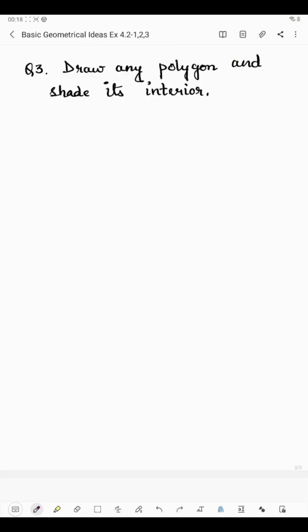Now, question number 3 says, draw any polygon and shade its interior. Polygon means a two-dimensional figure formed using line segments. So, this is a polygon. This is a three-sided polygon. Now, shade its interior means shade the inner part of something. So, this is the interior portion. Which three-sided polygon is it? It's a triangle.